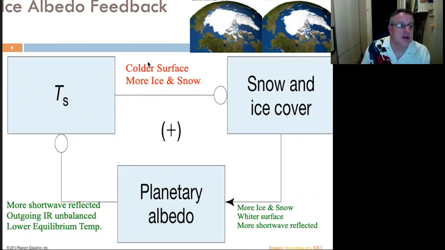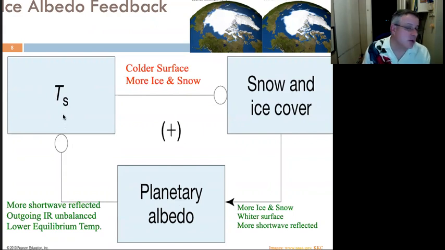where colder surface temperatures lead to more snow and ice cover, which leads to a more reflective albedo, which leads to colder surface temperatures. This is a positive feedback loop where cold leads to snow, leads to reflection, leads to more cold.